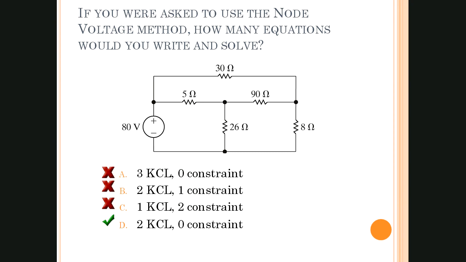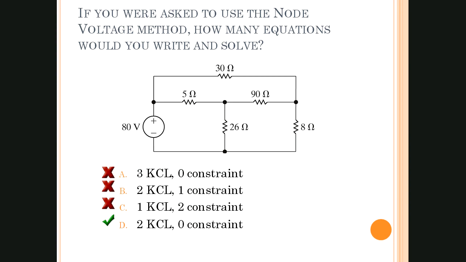Now this one I'm going to have to check with the author because I think there may be a mistake here. It says if you were asked to use the node voltage. I don't know why they're asking for node voltage on this particular lesson, because this lesson is about mesh current. It says if you were asked to use a node voltage method, how many equations would you write and solve? And again, it's saying you have 2 KCLs with 0 constraints.